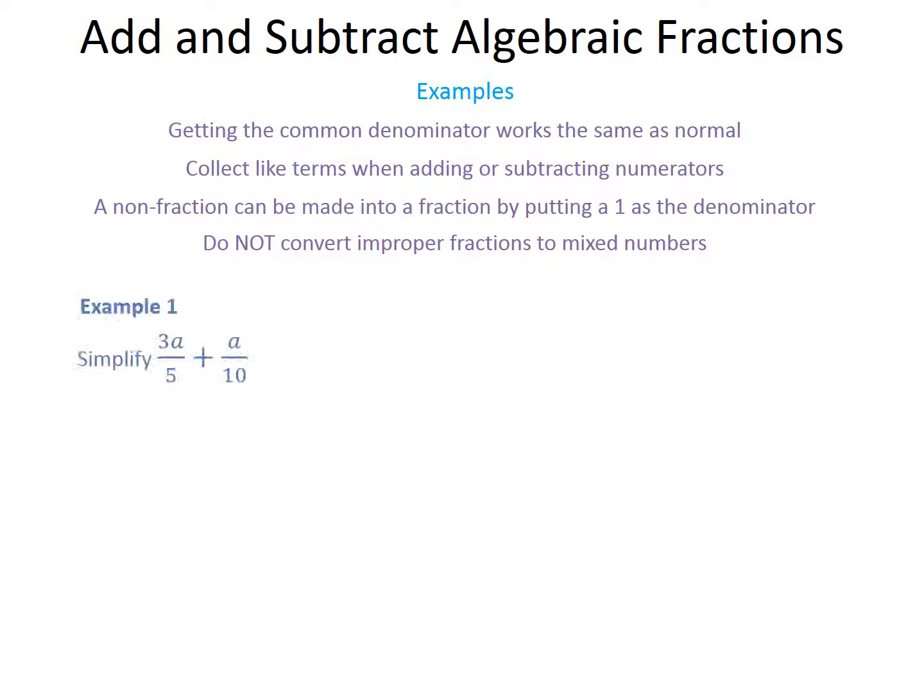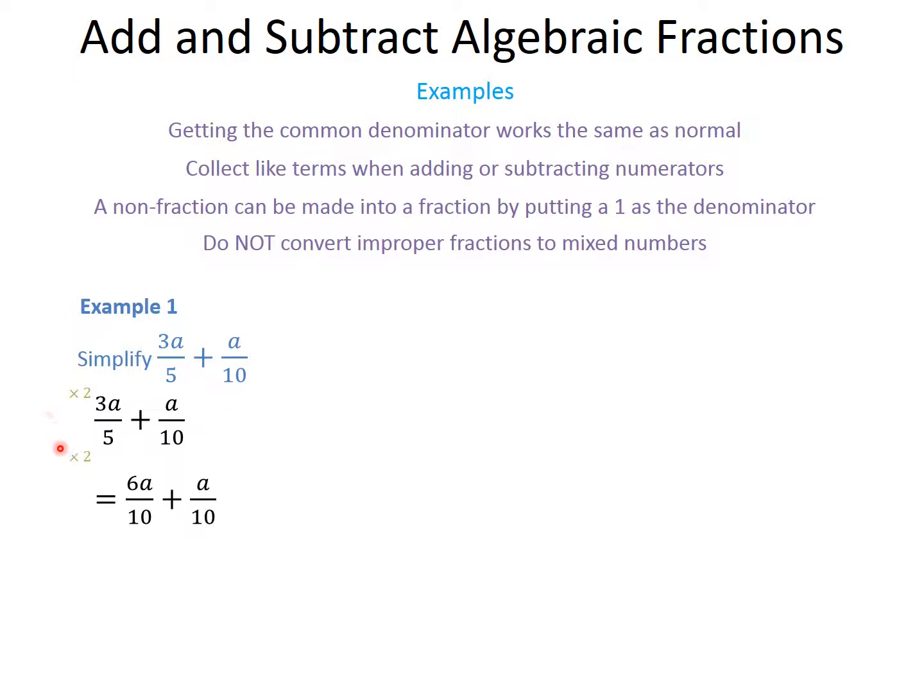All right, we'll take a look at some examples now. So on the first one, we've got 3a over 5 plus a over 10. So let's start by writing it down. And now let's get our common denominator. Since 5 goes directly into 10, we'll just be able to times this side by 2, we won't need to touch the 10 there. We can just leave that side the way it is. And so we end up with 6a over 10.